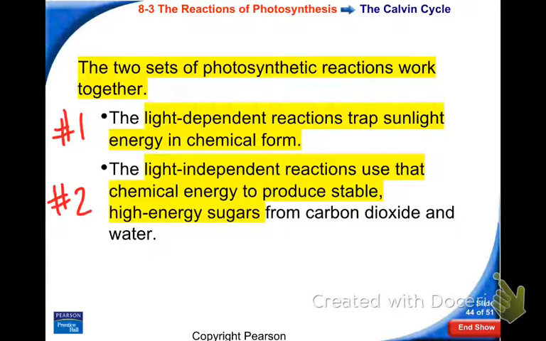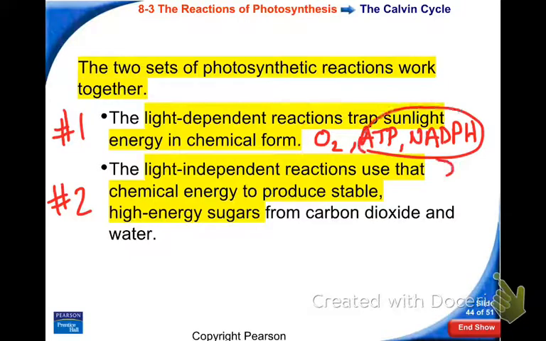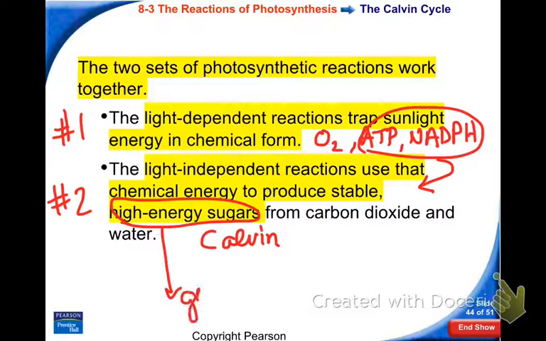What do you get out of the light-dependent reactions? You get oxygen, ATP, and NADPH. These things go into the light-independent reactions, also known as the Calvin cycle. And the end result from the Calvin cycle is your glucose.